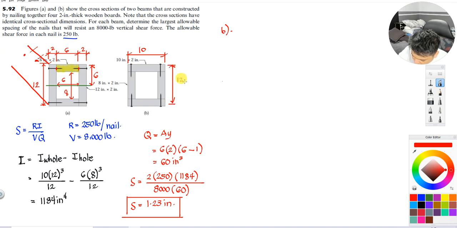Okay, parehas naman pala sila, no? So, if this is 12, this is 8. Okay, so ibig sabihin, ang I same pa rin. Ito pa rin siya. Okay? So, yung R ganun pa rin. Ano lang nabago? This time, ang nababago lang is actually the Q. Okay, bakit?